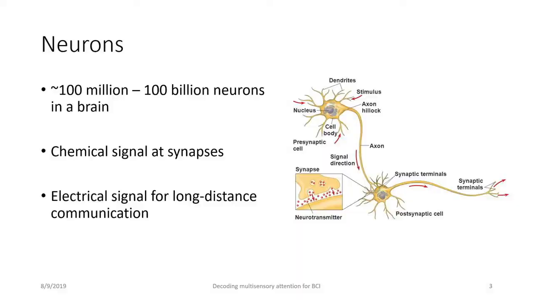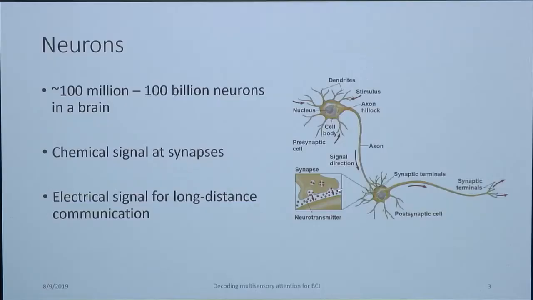EEG is a measurement of electrical signal, and where does that signal come from? It's from the neurons. We have billions of neurons in our brain, and between each pair of neurons, they have this synapse. They use some chemical signal at that small gap. Whenever there's a signal coming to the synapse, they will release some neurotransmitter. And that signal will be accumulated at the receiving end of the second neuron, and the signal will carry on.